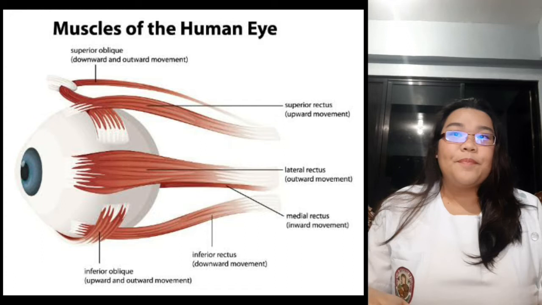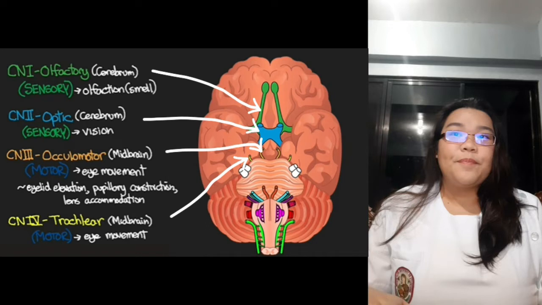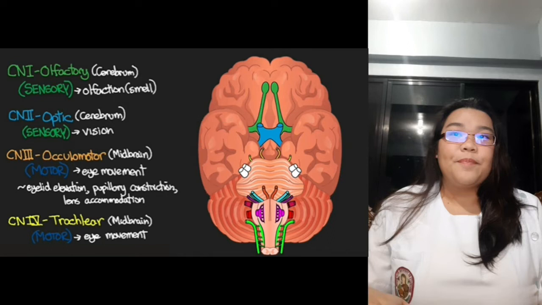And after cranial nerve 3, we have cranial nerve 4, which is what we call the trochlear nerve, and this nerve also originates in the midbrain, and it is also a motor neuron and plays a key role in our eye movement. The trochlear nerve also supplies one of the eyeball muscles, which is the superior oblique muscle.